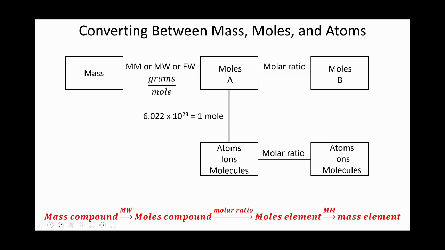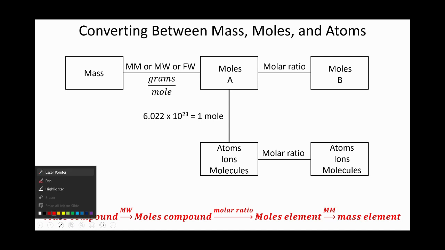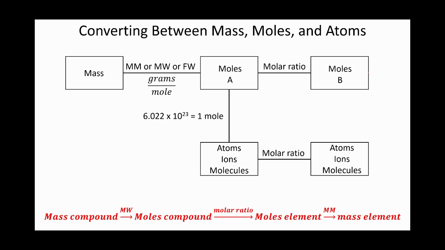Technically we didn't do mass of element on the last slide, we actually went to atoms, but this is the conversion if we tried to go from mass to mass, where there would just be one more box here where we'd go to mass of B. So you can see this is a little bit of a process. You have to go from mass to moles and back to mass.